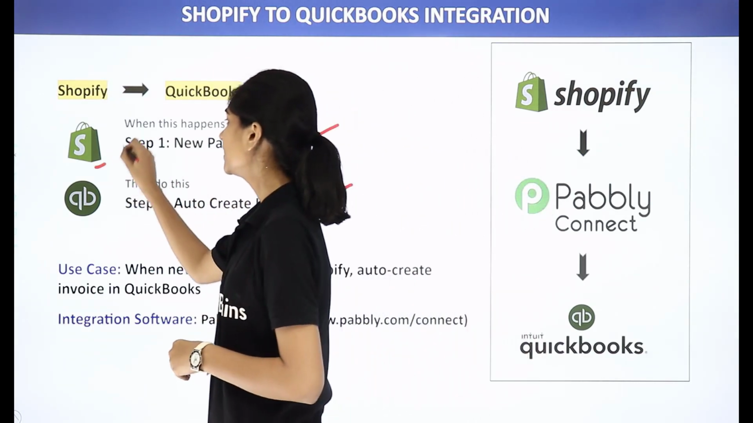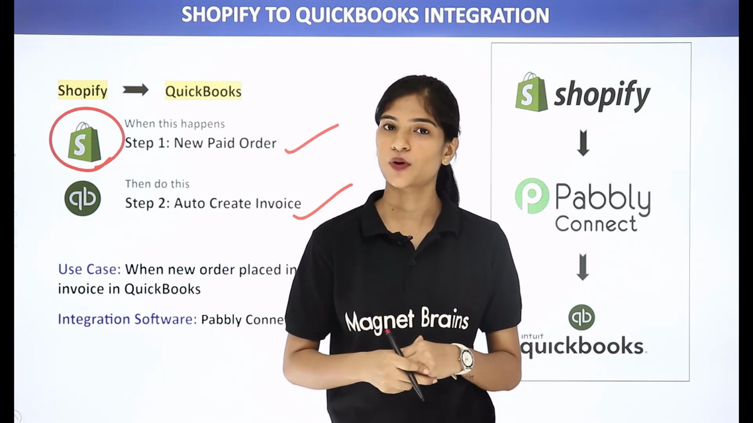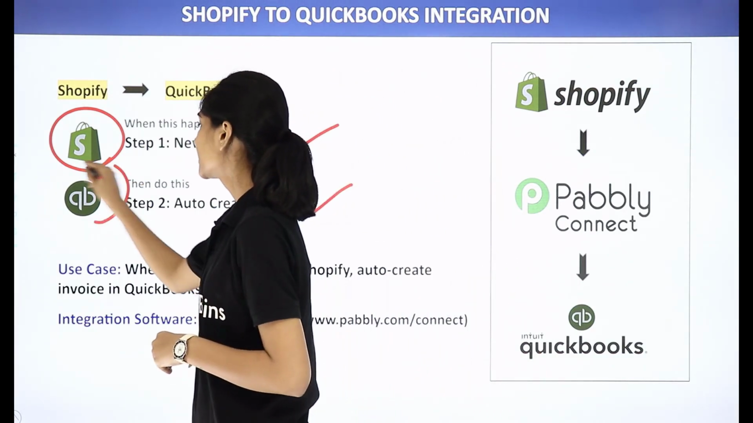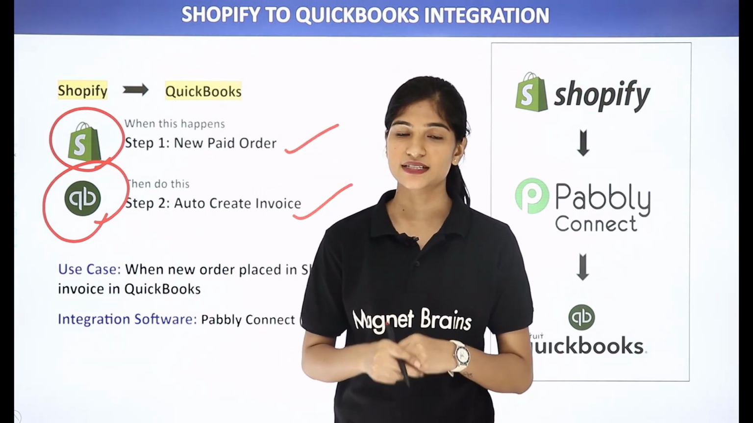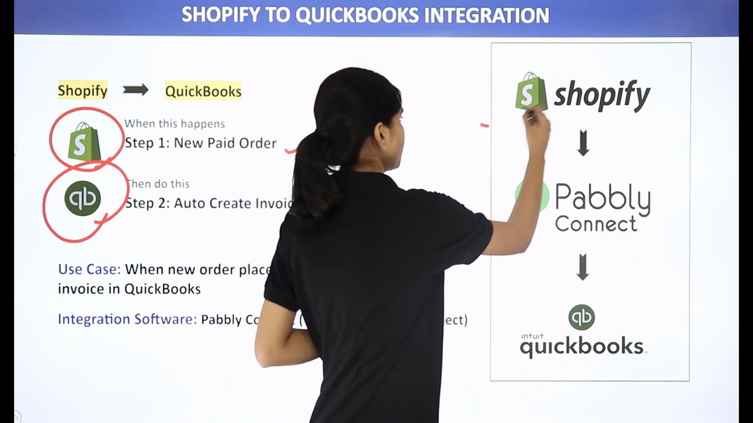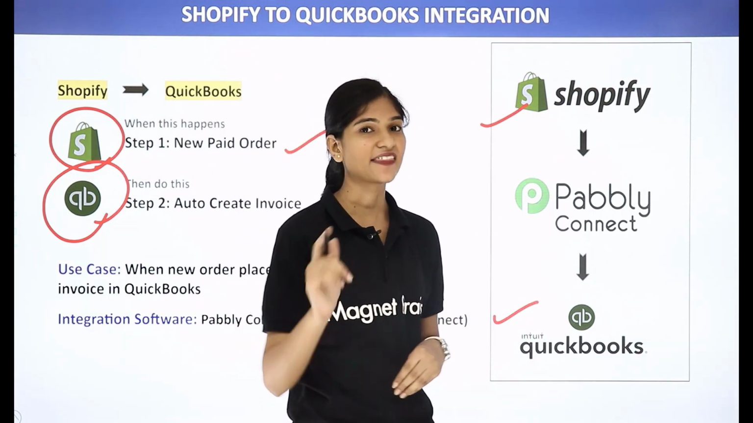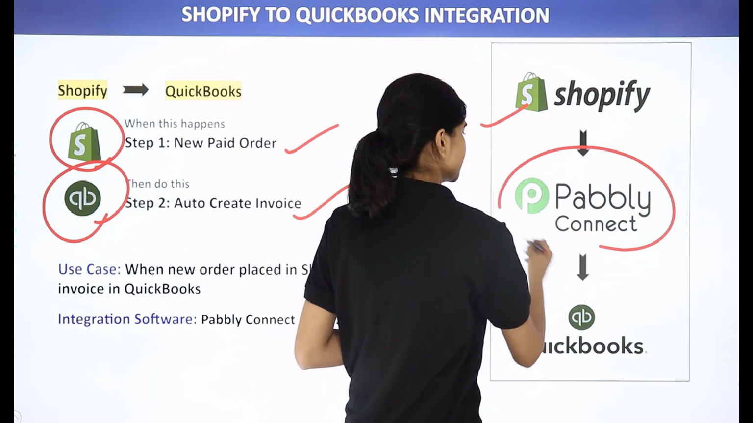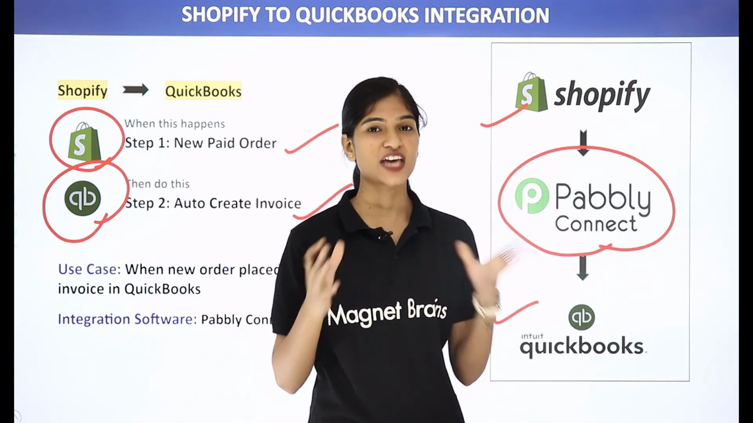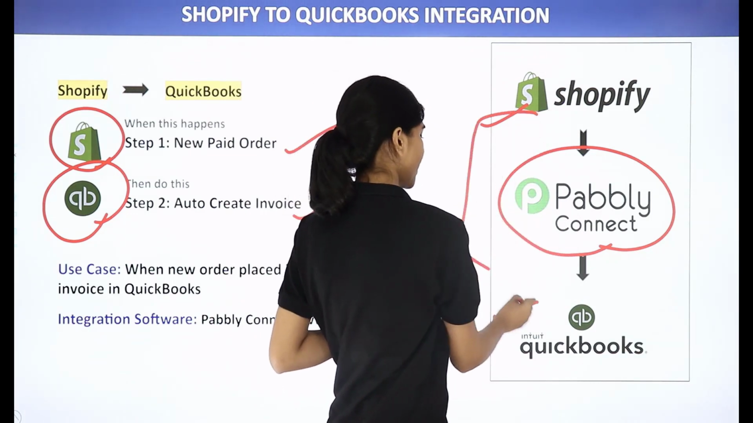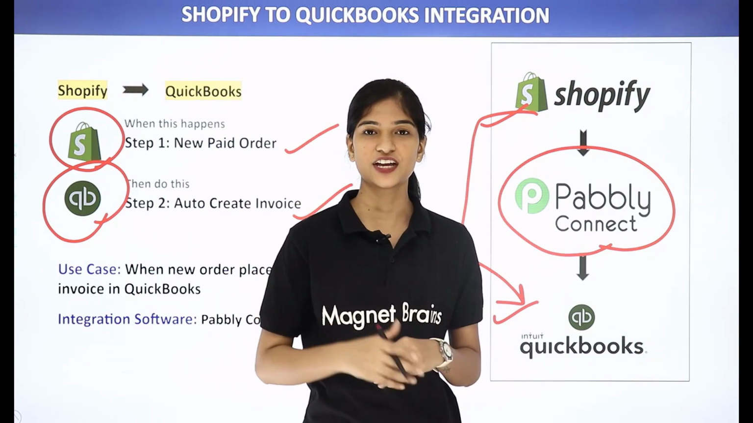So Shopify is an e-commerce online platform where you can make up your store and sell your products. Whereas QuickBooks is an accounting software program where you can manage your income and expenses. The issue here is that Shopify and QuickBooks don't have any integration between them, and that is where Pabbly Connect comes in the frame. Pabbly Connect is a third-party application software which helps you to send data from Shopify to QuickBooks. The best part here is you don't require any kind of coding.